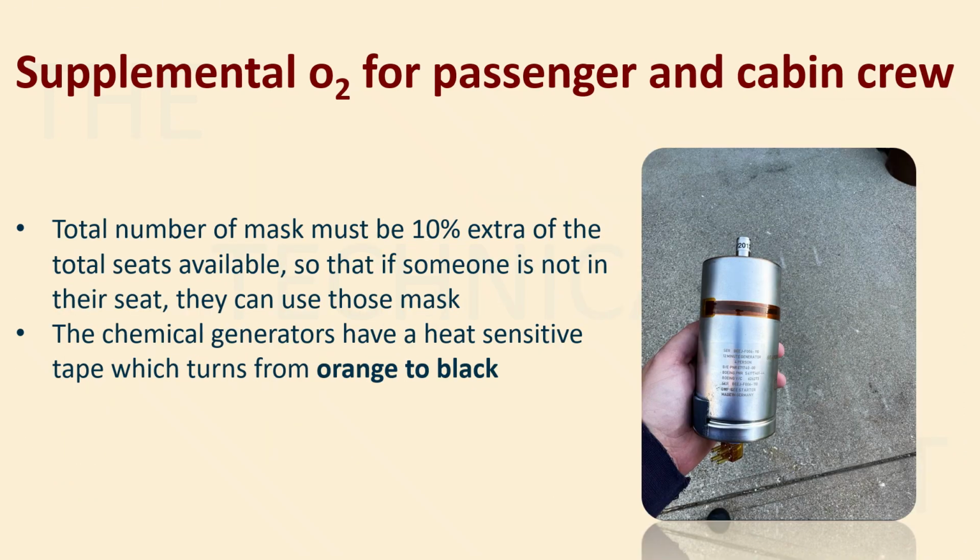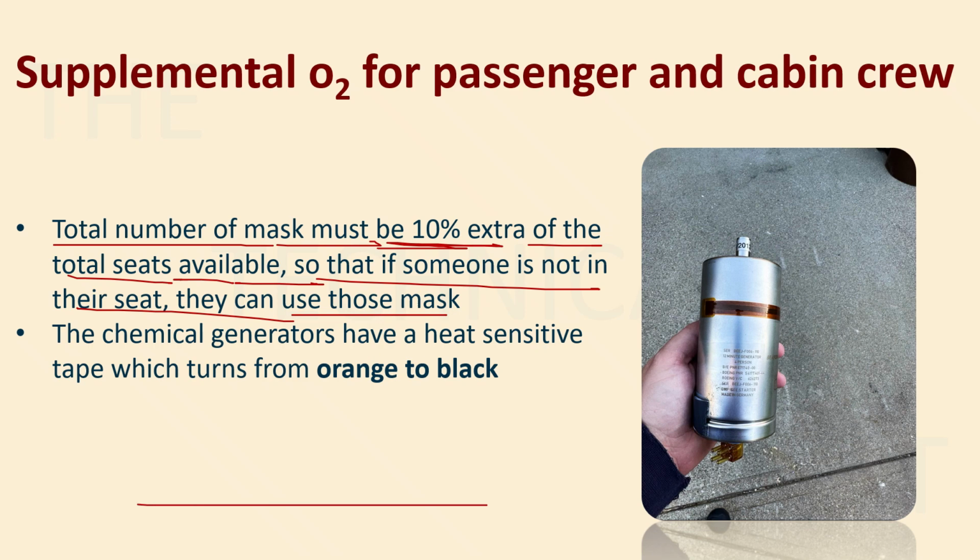So there are some more points. Total number of masks must be 10% extra of the total number of seats available, so that if someone is not in their seat, they can use those masks, right? Aviation is based on the concept of the worst possible thing that can happen, right? For example, if there are three seats, there will be three masks overhead. So three, three, three, three.